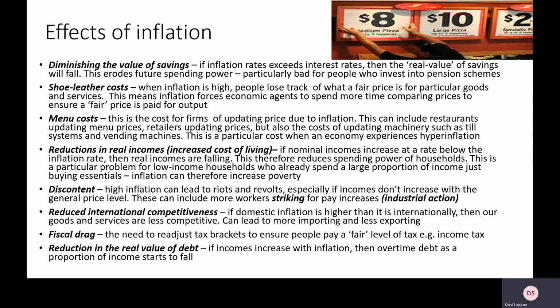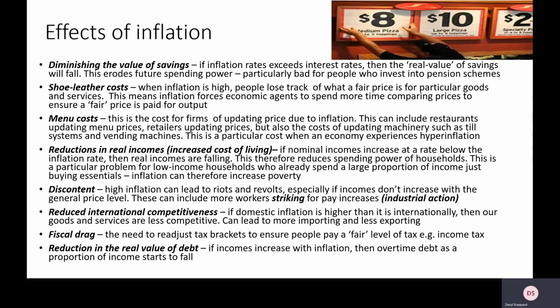Now, an impact on the government is something that we call a fiscal drag. And this is where tax brackets have to be adjusted to compensate for changes in cost of living over time. So, for example, over time, we tend to see how much money you can earn before you pay tax, the bottom income tax rates, will be adjusted upwards to compensate for this, to allow people to afford basic wants and needs.